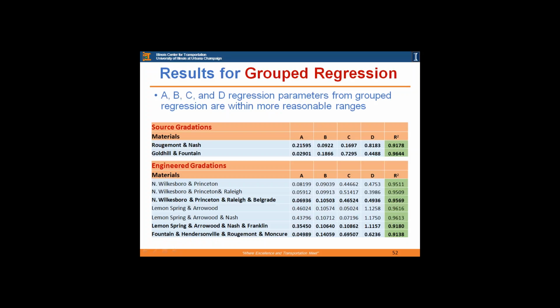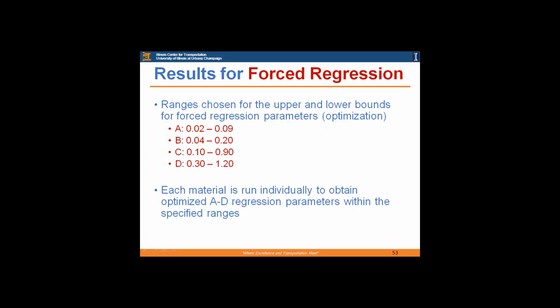And if you look at the R-squared, the R-squared values are also a little bit lower than what we were having before. But are they reasonably comparing with the field? I will show that later on. So these are the ABCD ranges that we determined based on the grouped regression.